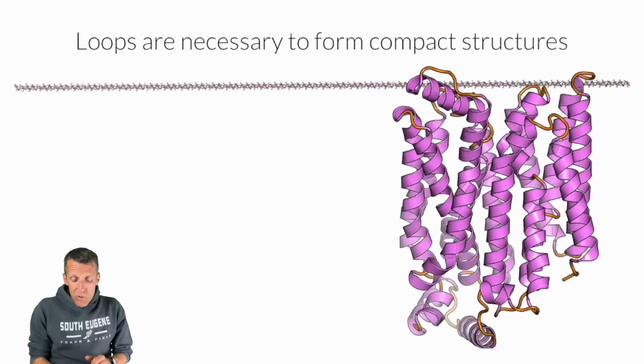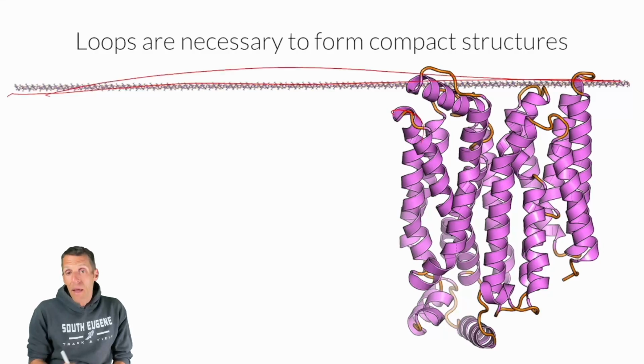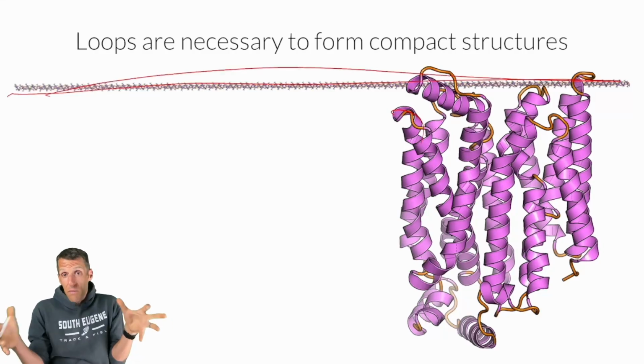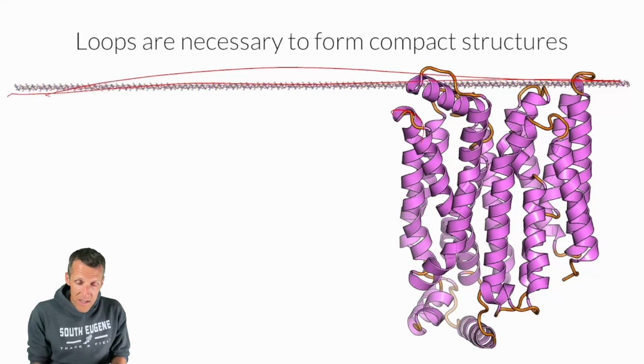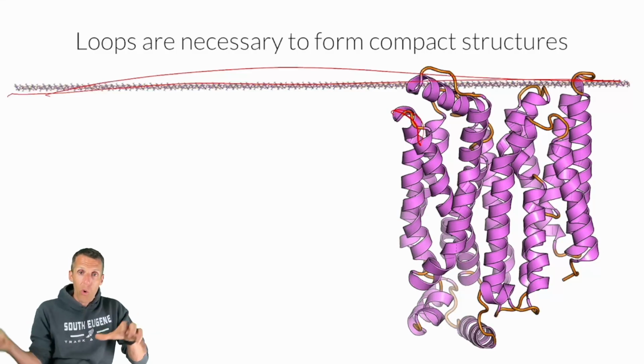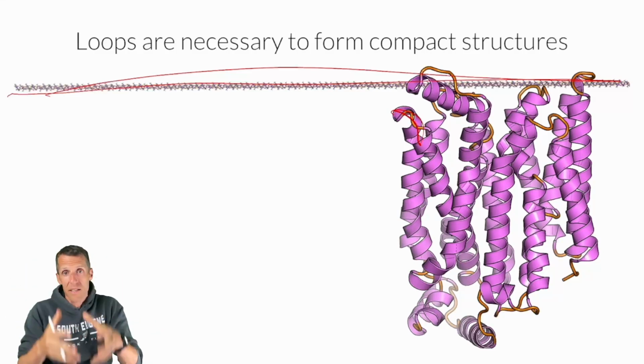If we want to turn this into a real compact structure, we need loops, right? So this is what all these loops do. So this amino acid sequence here is the same length as this other one, actually. But it now can be much more compact. We can see it much better as a sort of single object because the loops broke up that helix to make it into a single object.